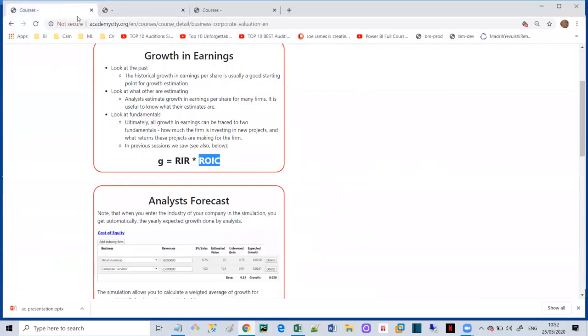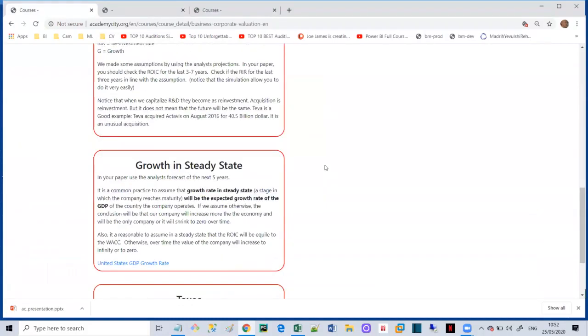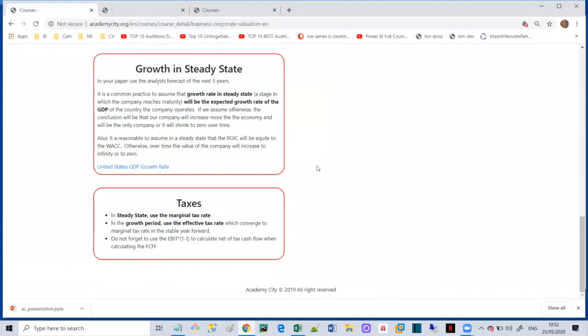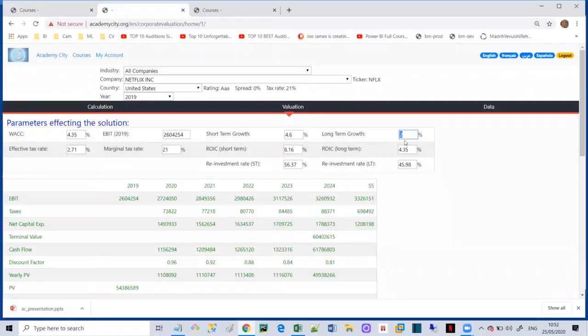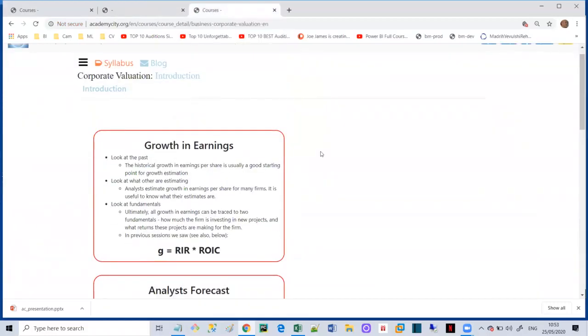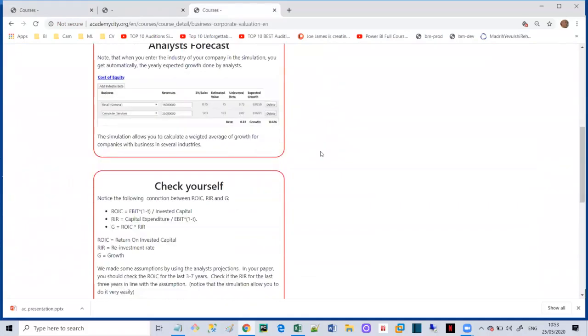Let's go a little bit and talk about the steady state. How do I do the calculation in the steady state? Which numbers do I need in the steady state? First of all, what should I use as the growth rate for the steady state? If you say, here I have the number 2. Anybody want to guess what might be a sensible assumption for growth rate in the steady state? And remember, steady state means to infinity. It's like this company is going to live forever. Anybody? What do you say?